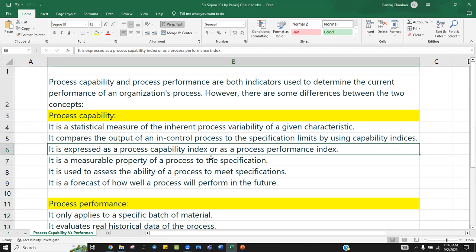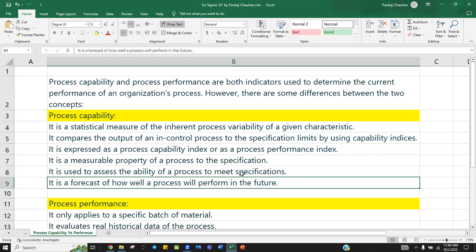It is a measurable property of a process relative to the specification. It is used to assess the ability of a process to meet a specification. And it is a forecast of how well the process will perform in the future.